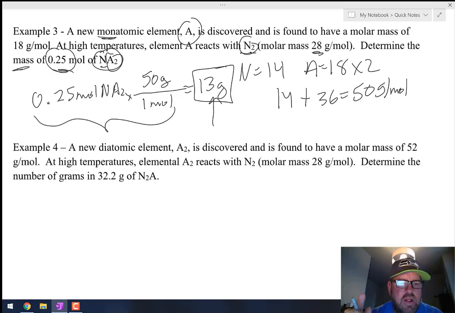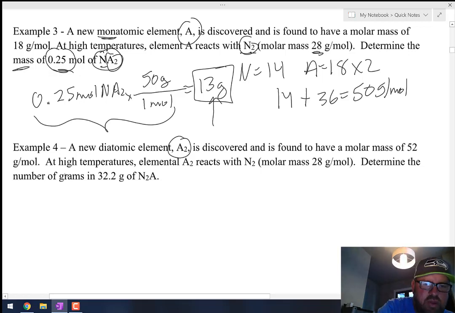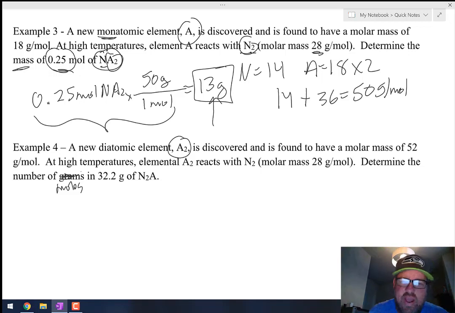Okay, last one here. Example 4. A new diatomic, so not monoatomic, a new diatomic element, A2, is discovered and found to have a molar mass of 52 grams per mole. At high temperatures, this element reacts with N2, again 28. Determine the number of grams in 32. The number, oh, you know what? I screwed up. It should say moles. Determine the number of moles in 32.2 grams of N2A. Obviously, determine the number of grams, we already know the grams.